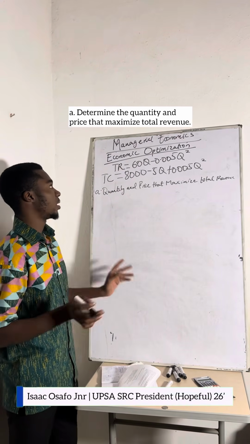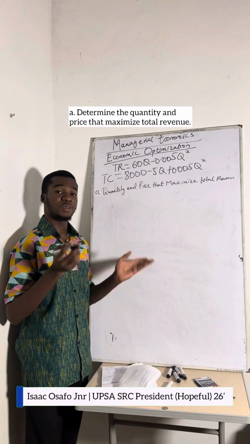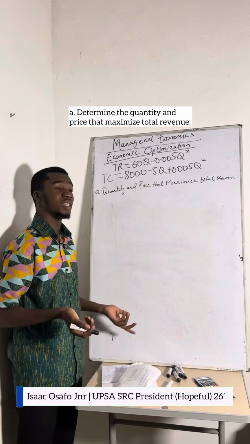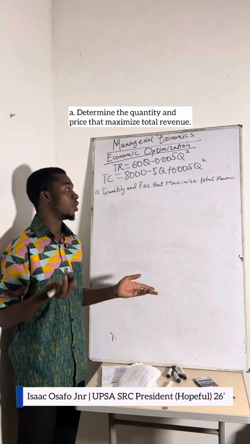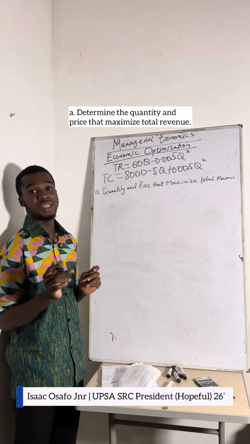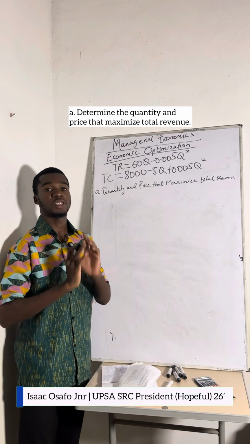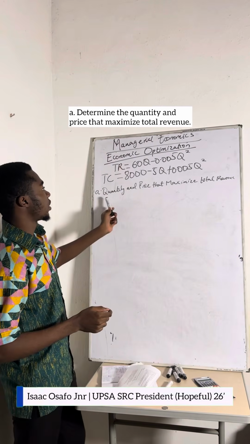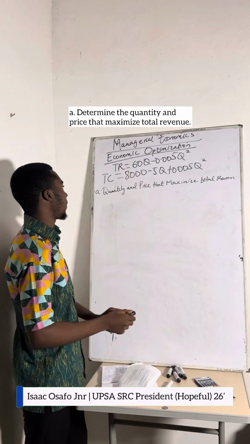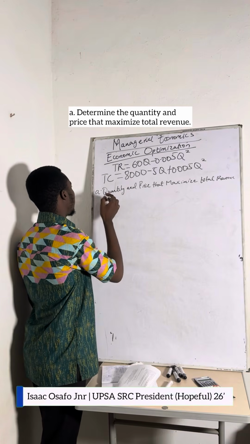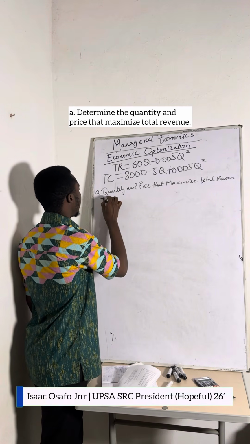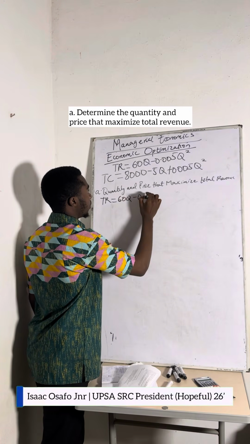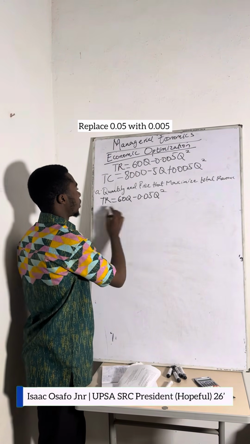Anytime it comes to optimization, once you're asked to find the quantity or the price that will maximize anything, whether it's profit, total revenue, or anything else, know that you're about to differentiate and equate to zero. Whatever function you have, you differentiate it and equate it to zero. Now we're asked for the quantity and price that will maximize the total revenue. We have our total revenue to be 60Q minus 0.05Q squared.